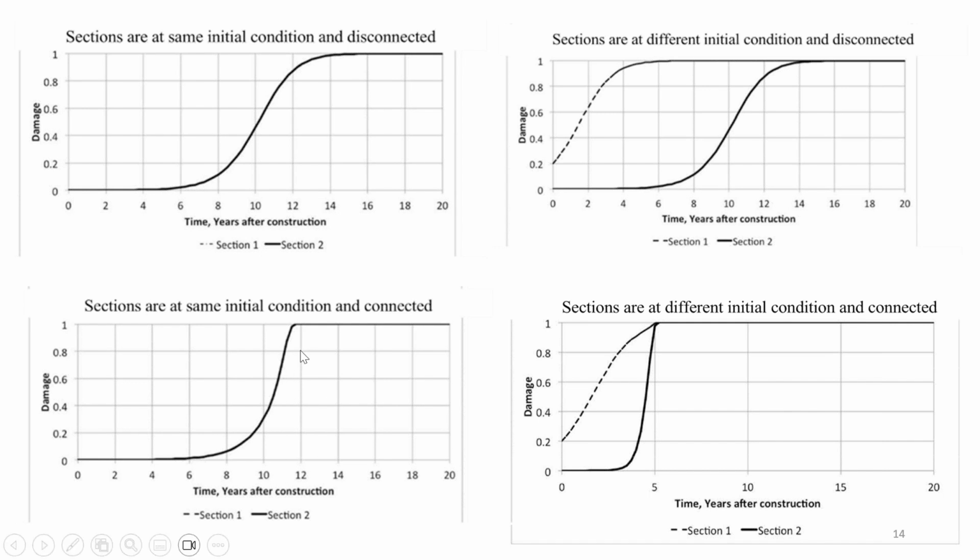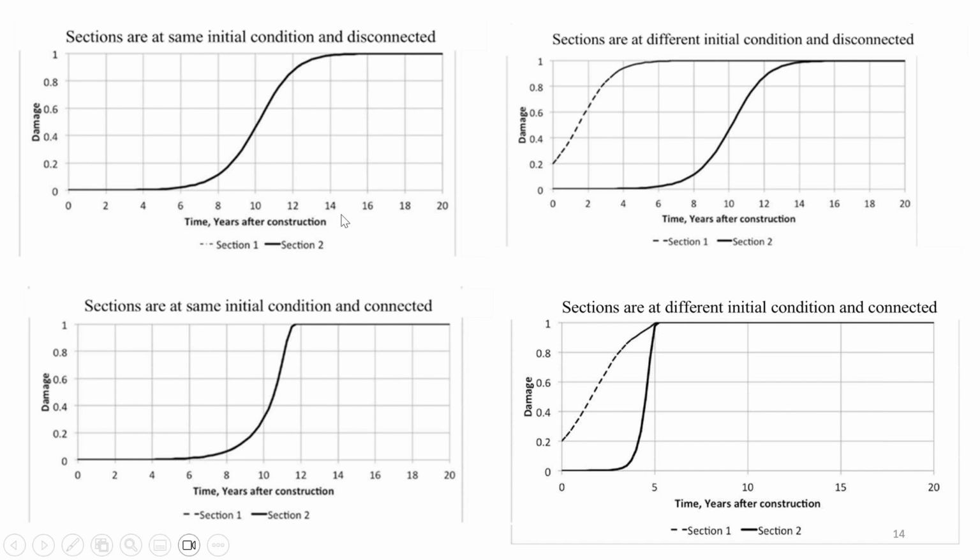You can see here that obviously they are getting to a full damage earlier than in the case where they're disconnected. And then the most realistic scenario is: what happens if they are at different qualities and they are connected, which means they are affecting each other? You can see how drastic the damage is and how quickly it happens, 5 years as compared to 14 years.